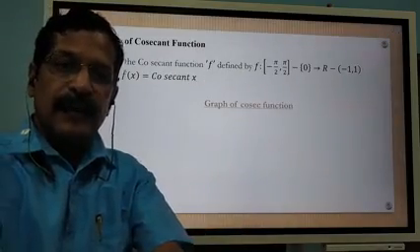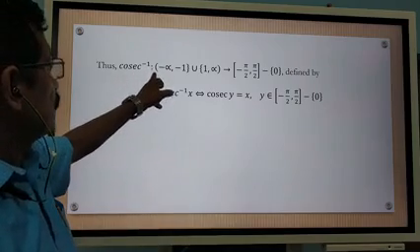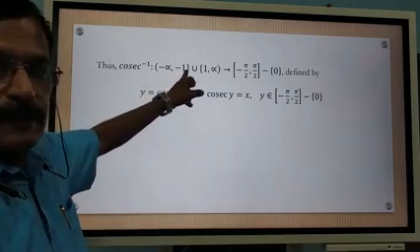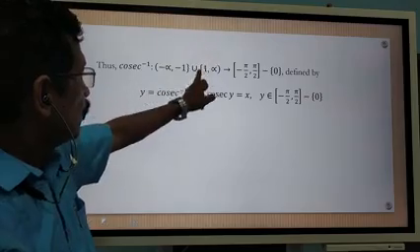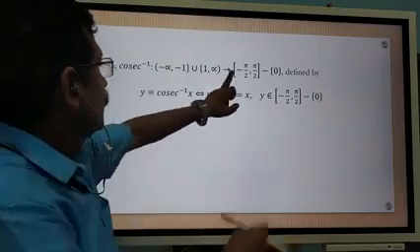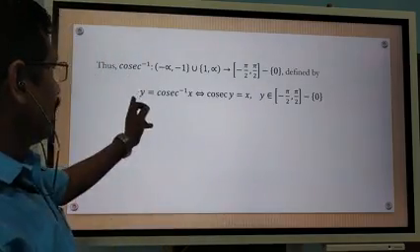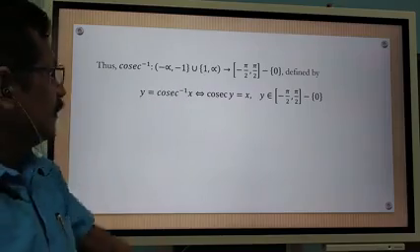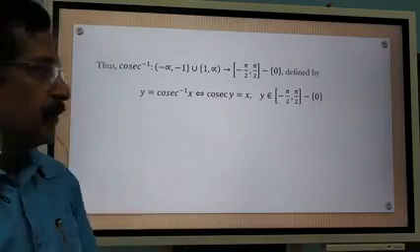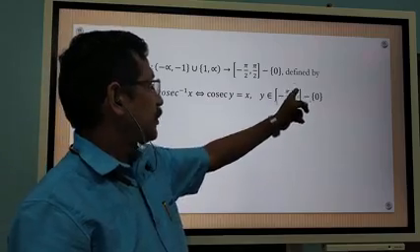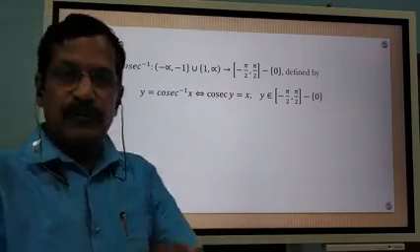Now we can define the inverse. The inverse of cosec function is cosec inverse from minus infinity to minus 1, union 1 to infinity, to minus pi by 2 to pi by 2 minus singleton 0, defined by y is equal to cosec inverse of x, such that it implies and is implied by cosec y is equal to x, where y is an element of minus pi by 2 to plus pi by 2 minus singleton 0. So this is the definition of cosec inverse.